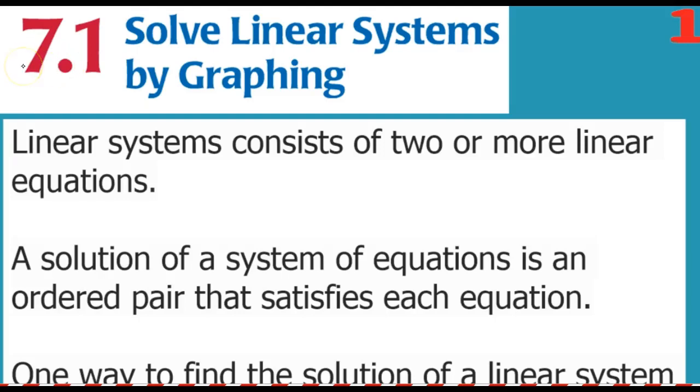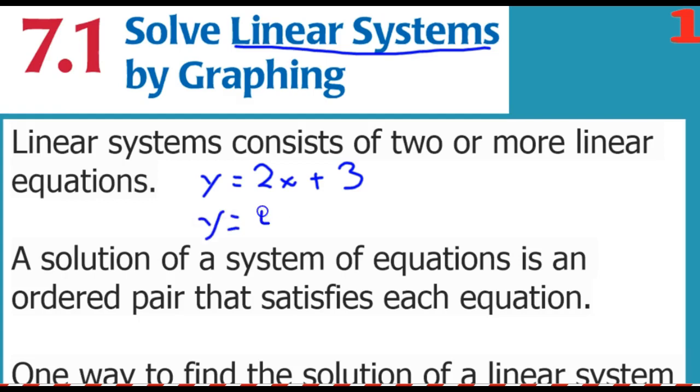Welcome everybody. Today we're starting chapter 7, and chapter 7 has to do with solving linear systems. Now, a linear system consists of two or more linear equations. So if we had y equals 2x plus 3 and y equals 4x minus 2, that would be a system of linear equations because we have two of them.